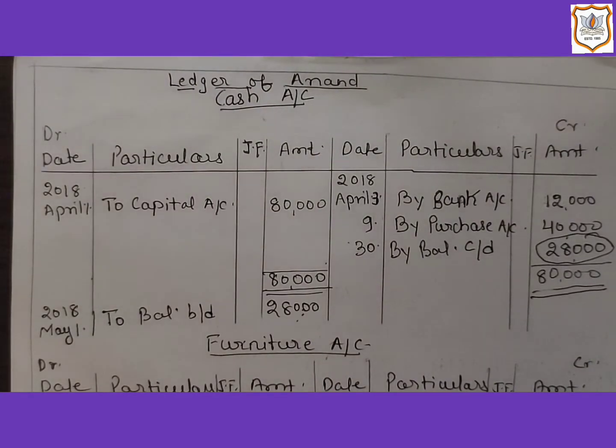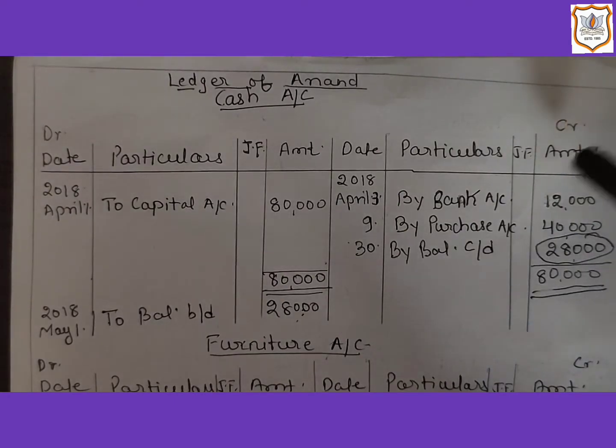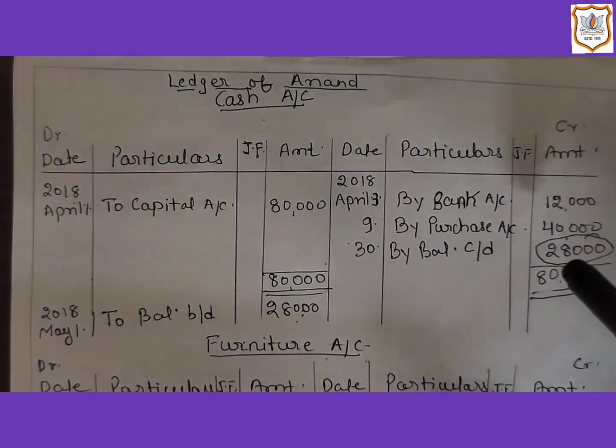So, in any account, in order to equate the totals of both sides, the difference as shown here is written as a balance, and the totals of both sides get tallied. So here, as you can see, the amount obtained as a balance, that is rupees 28,000, is written on the side of the account, the total of which is less. Here the total of the credit side is less. So here 28,000 will appear on the credit side.